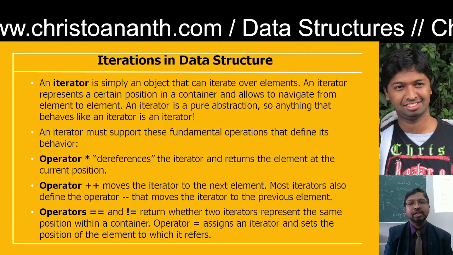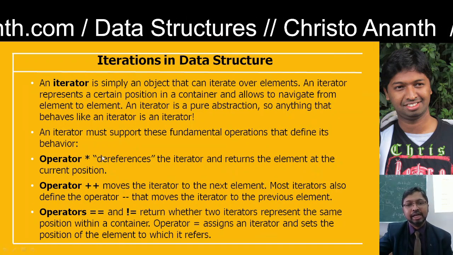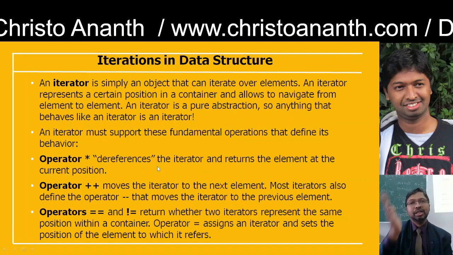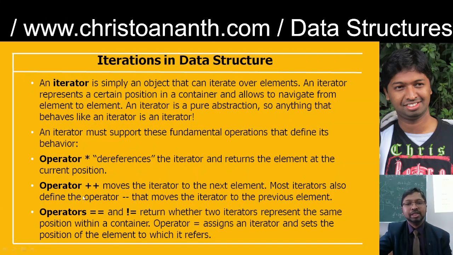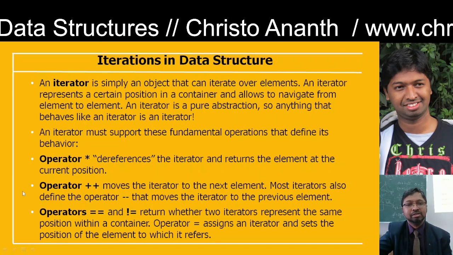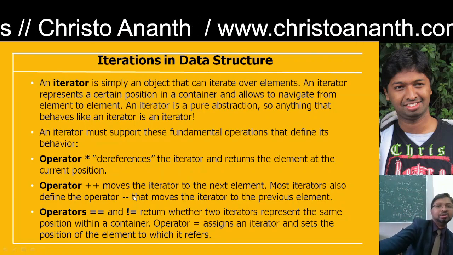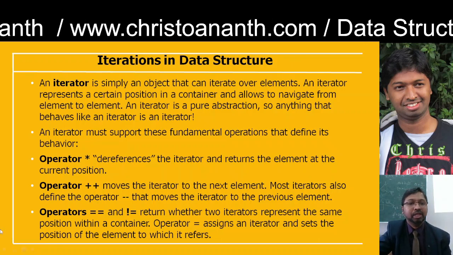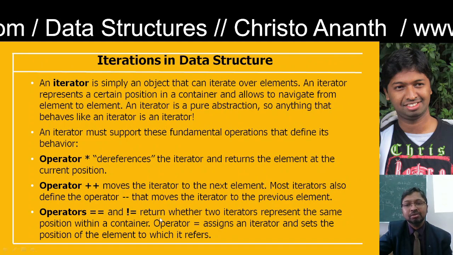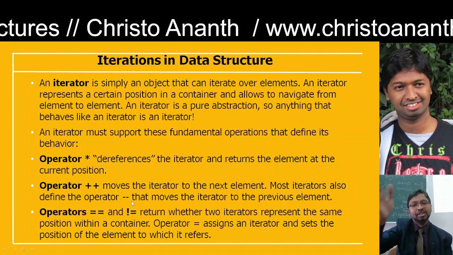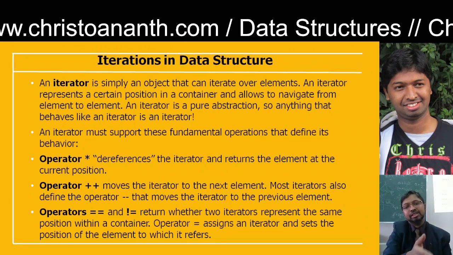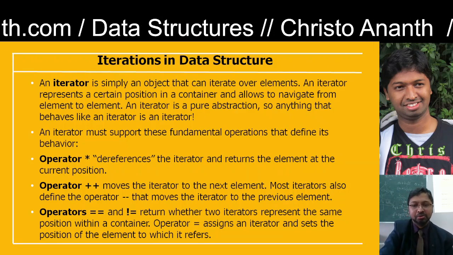For an iterator, generally you will have a star, which is the dereferencing operator that returns the element at the current position. Then operator plus plus moves the iterator to the next element. Most iterators also define minus minus, which moves it to the previous element. Then you have equal to and not equal to. Equal to means same, representing the same position. The assignment operator assigns an iterator, setting the position of the element that you are going to refer to.